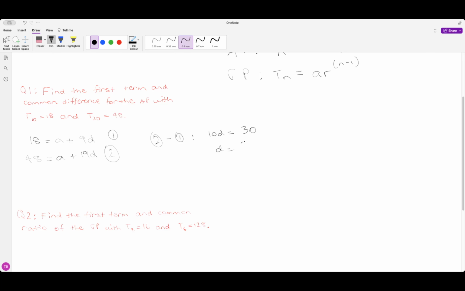30 divided by 10 is 3. So my common difference in all of these terms is 3. Now all I need to do is pick one of these equations that I started with and substitute back in my d to find the a. I'll just pick the first one just because it's got smaller numbers. So in equation 1, I have 18 is equal to a plus 9 times 3. 9 times 3 is 27. Taking that away from 18, I get that a is minus 9. So my first term is minus 9, and my common difference is 3.